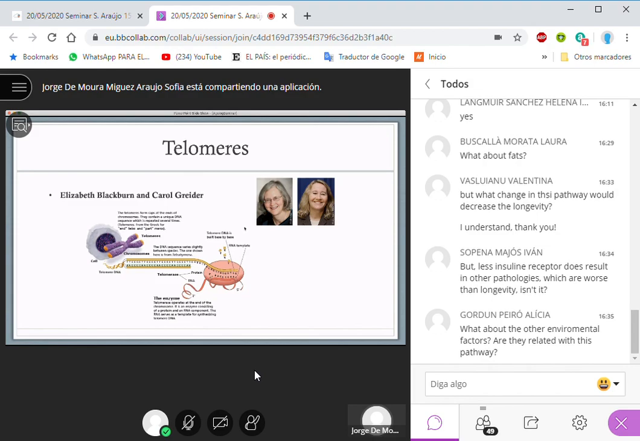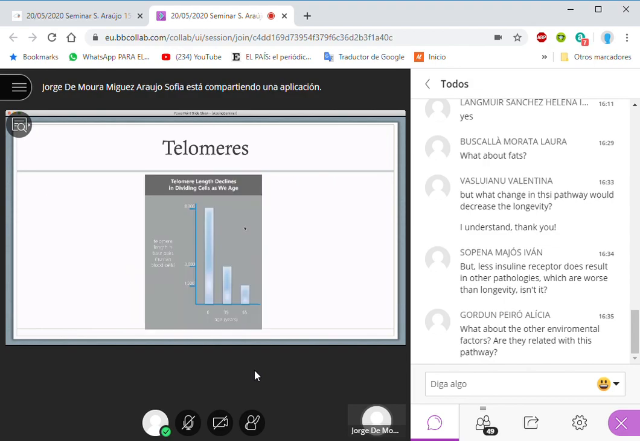Many of the studies that are done now with telomeres are done in stem cells, okay? So what happens with telomere length? For dividing cells as we age, we have telomere length here in human blood cells, from when we're babies until we're 65, and telomere length declines in dividing cells. I mean, nobody's saying that telomeres don't work. Of course, telomeres shorten as cells divide.